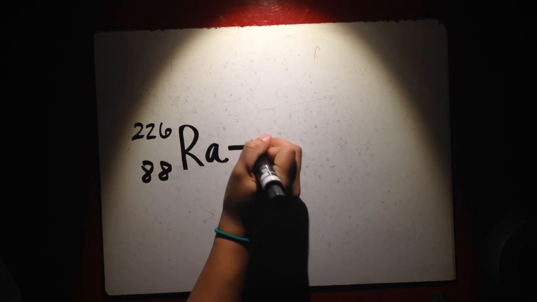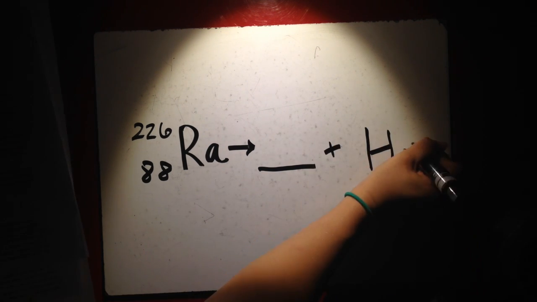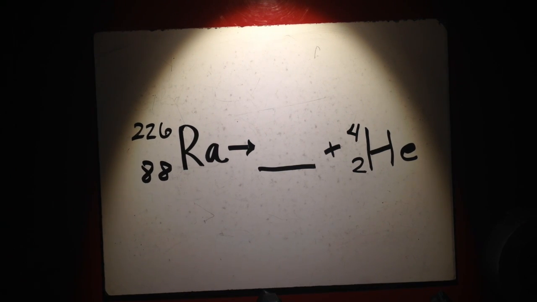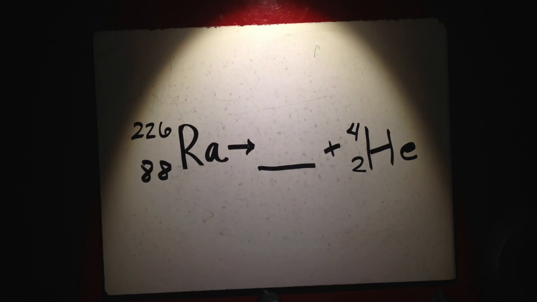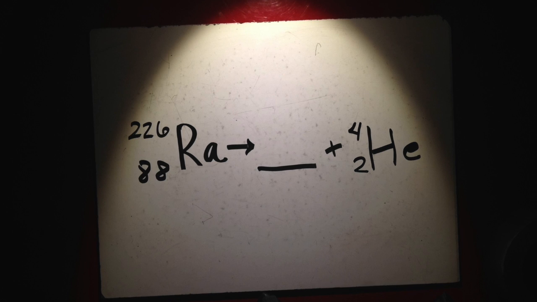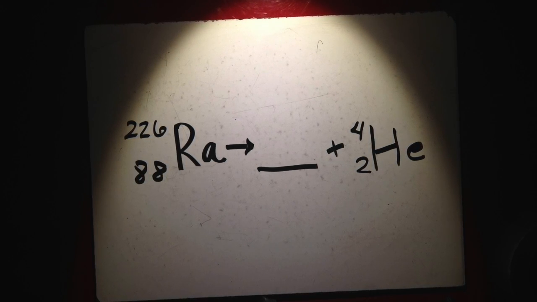Here are some examples of how nuclear reactions work. Here we have the element radium-226 undergoing alpha decay. Radium began with 88 protons and an atomic mass of 226. It has now lost 2 protons and 4 AMUs to the alpha particle. To find the element that fills in the blank, remember that the total atomic number and atomic mass must be equal on each side of the equation.